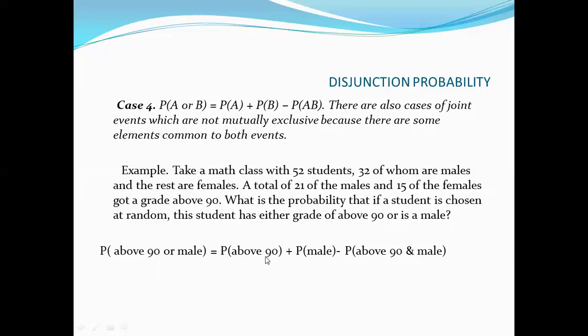You get the probability that the grade is above 90, plus the probability that the student is male, minus the probability that the student is above 90 and, at the same time, male. For above 90, all you have to do is add 21 and 15, regardless of gender, male or female. So 21 plus 15 is 36. The probability of male is 32 with this data. And then we subtract: how many students got above 90 and are male at the same time? That's 21 from this data. So during the operation, we'll have 47/52.